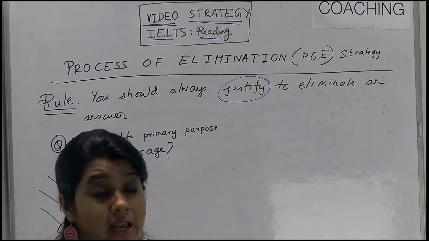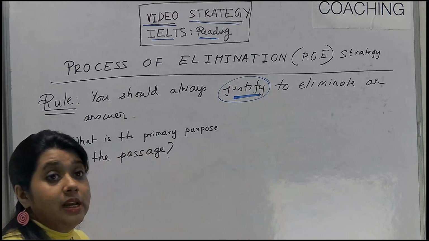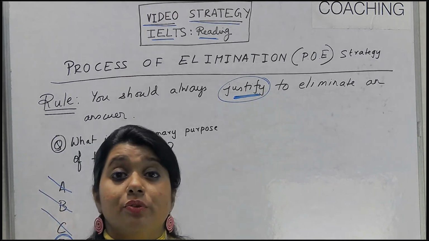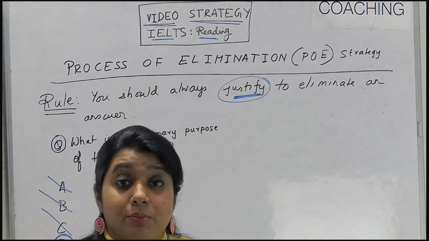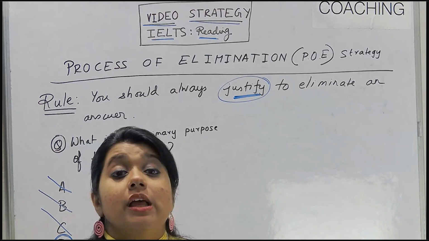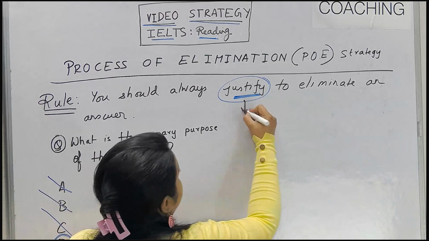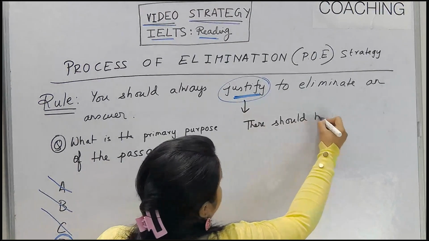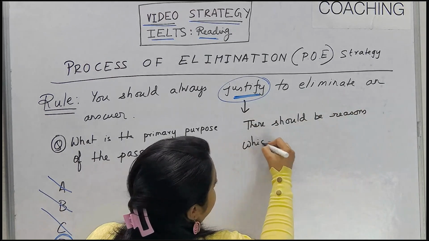Now, back to the point. I did mention that justify to eliminate. I cannot eliminate because I want to eliminate. There should be reasons on the basis of which I should be able to eliminate. And those reasons are known as the process of elimination tools, right? So, there should be reasons which will help you eliminate.